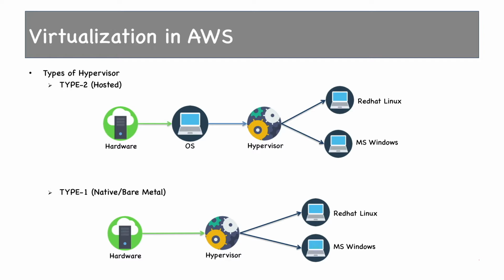All cloud providers like AWS use type 1 hypervisor. The hypervisor used by AWS is called Xen, which is open source. We do not need to know the details of Xen because we'll never deal with them. AWS will take care of everything. But let's look at a few pointers.